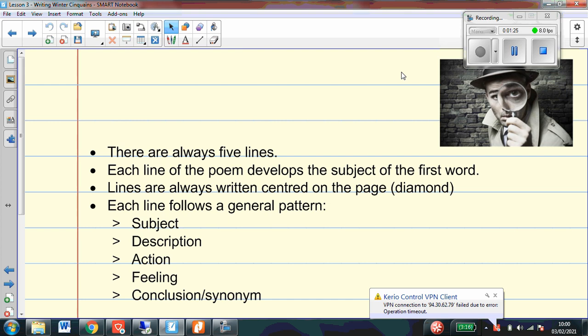So our first line is our subject, then we have our description, so our adjectives to describe it. Our third line is our action, so we think of 3 verbs ending in ing that we can include. Our fourth line is a feeling, so normally this line has 4 words in it and it gives us a general feeling about the subject. And lastly, our 5th line is a synonym of our subject. So if our poem was about daffodils, perhaps our synonym might be flowers.